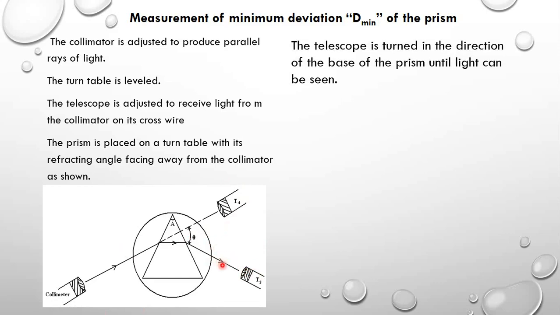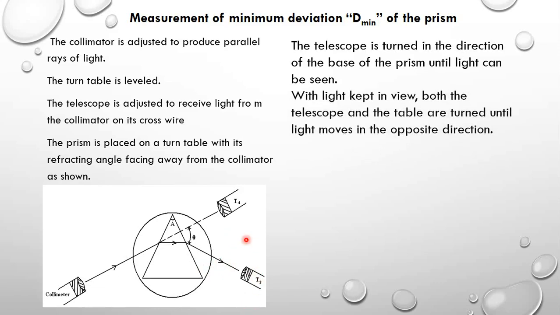We shall keep that light in view and then rotate both the telescope and the turntable until the light begins moving in the opposite direction, and then record that position T3 of the telescope.